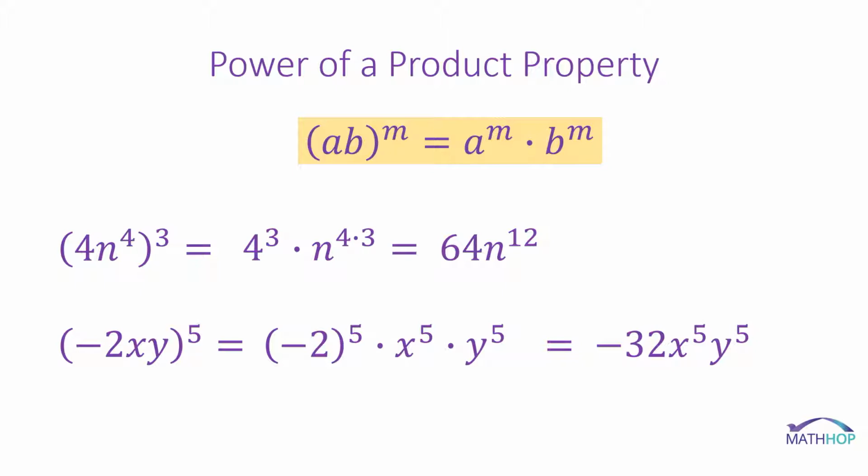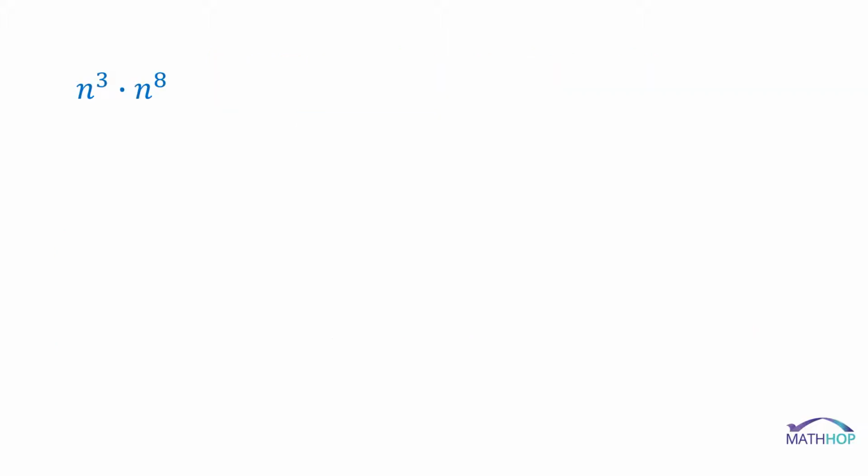Those are the 3 properties. Let's do a few just to make sure we have them all. So let's say we had n cubed times n to the 8th. We are multiplying 2 expressions raised to a power. So we have 3 factors of n times 8 factors of n. We have n to the 3 plus 8, or n to the 11th.